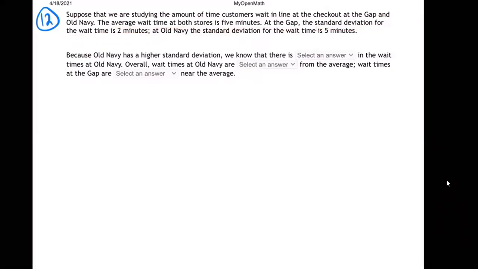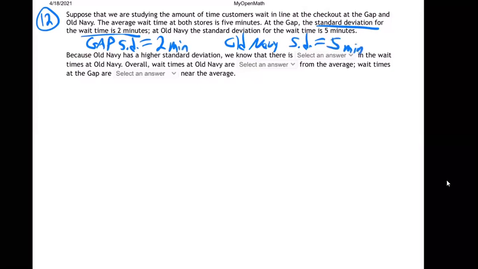So what does that mean? So they're talking about standard deviation. So the Gap standard deviation is 2. Old Navy, so it's not the average wait time, 5 minutes, 2 minutes. It's the standard deviation. So they're testing if we feel. What does that mean? Standard deviation, remember that means the spread. The spread is 2 minutes. So they're not saying the average person waits 2 minutes at the Gap and 5 minutes at Old Navy. No, that's not the average.